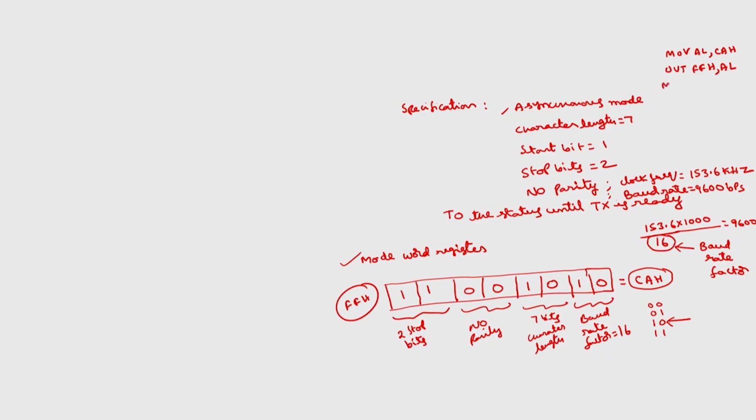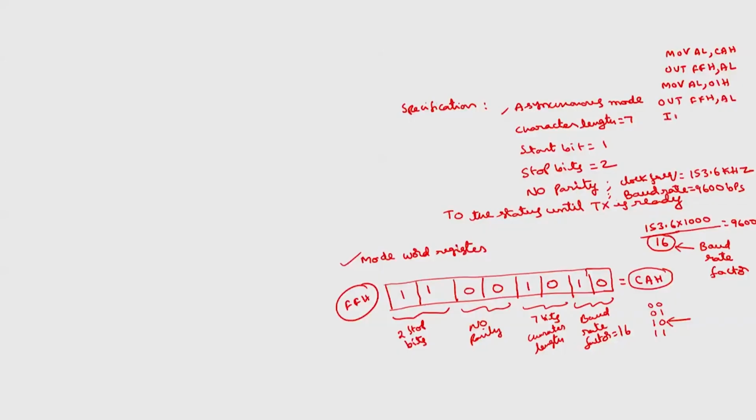Then you have to load 0 1 H, which we just computed, onto the command word register, whose address is also the same: OUT FFH, AL. So, this will set the transmitter ready. Now, I have to check the status register: IN AL, FFH, the status register is also at FFH. If the last bit is 1, the transmitter is ready, otherwise the transmitter is not ready and it has to wait until the transmitter is ready.